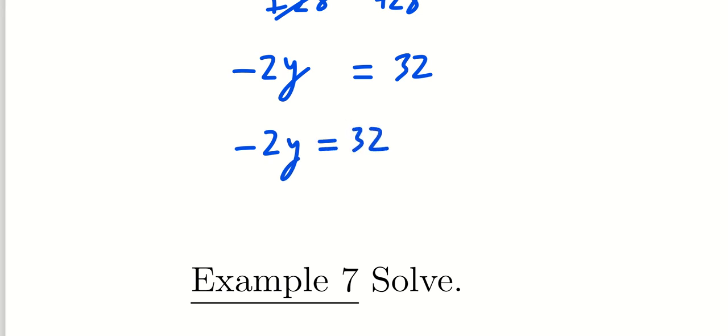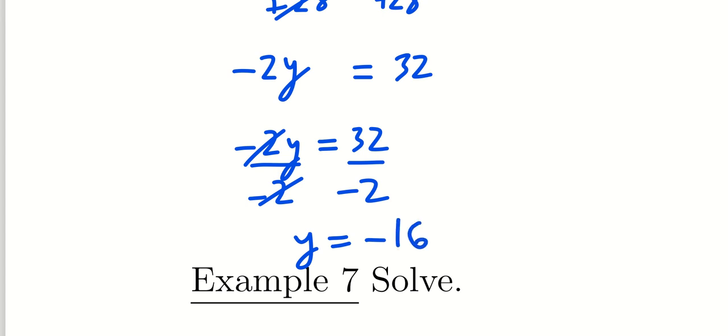We're almost there. We just have our y term on that left side. It's being multiplied by negative 2. The opposite of multiplying by negative 2 would be to divide by negative 2. We divide both sides by negative 2. That will cancel. And we're left with y equals, first of all, it's a positive divided by a negative, which means the final answer should be negative. And then 32 divided by 2 is 16. So final answer, y equals negative 16.